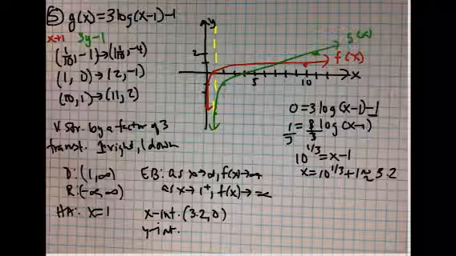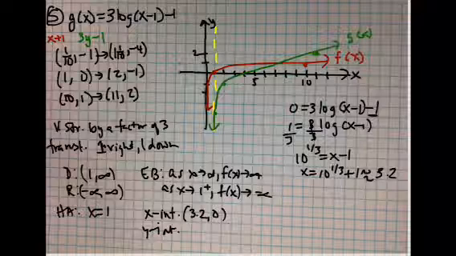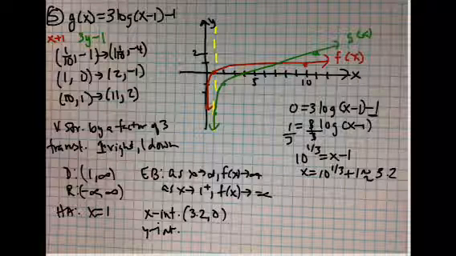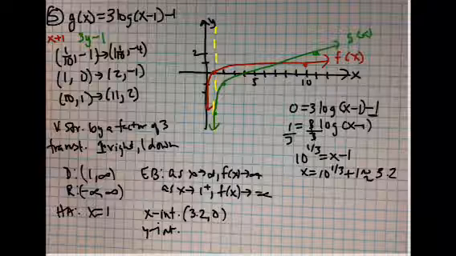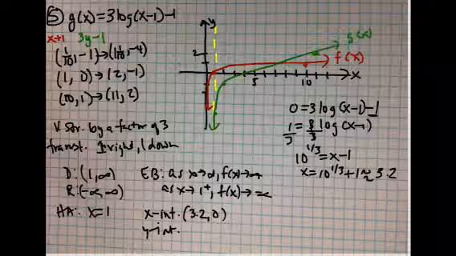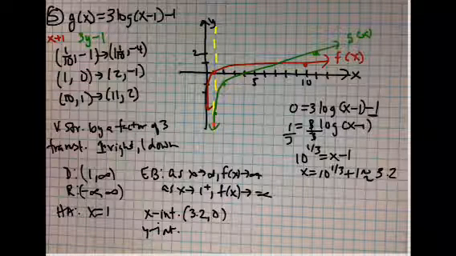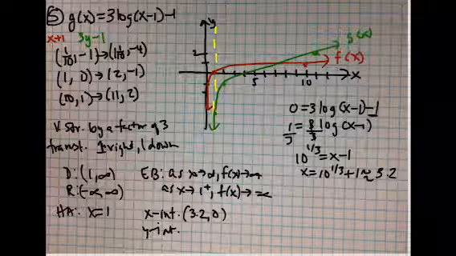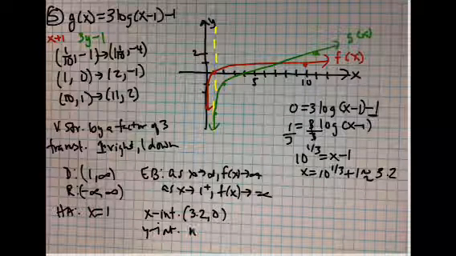For the y-intercept, you make the x equal to 0, but you could see from the graph, it's not possible, right? And if you were to put it into the equation, 0 minus 1 is negative 1, it's not defined, it doesn't exist. So you could see it from the graph, and you could see it when you put it into the equation. So you have none.